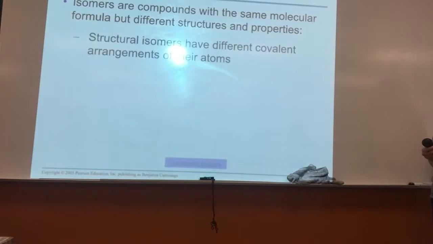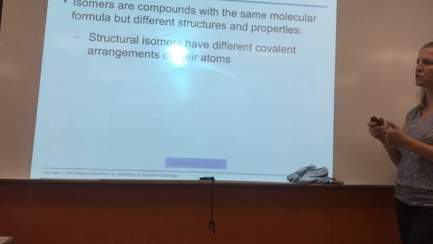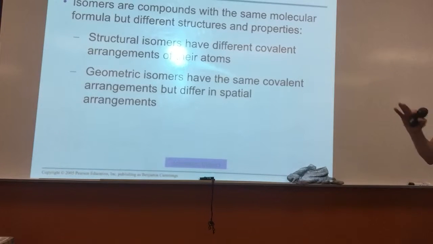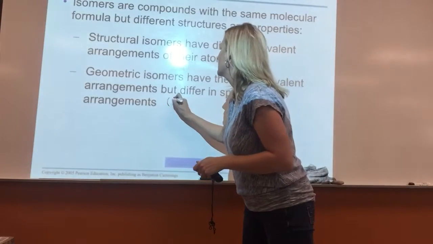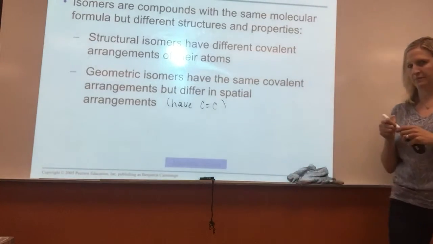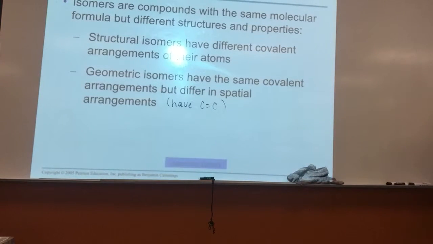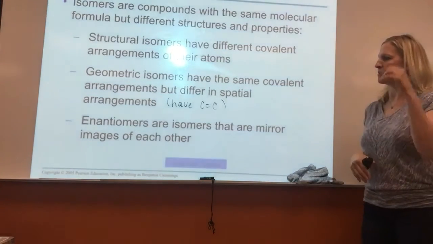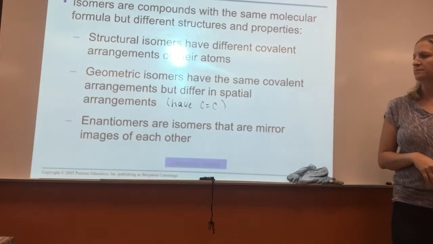And so there are 3 different kinds of isomers, what's called a structural isomer. I'll show this more in pictures in just a second here. They have different covalent arrangements of their atoms. Geometric isomers, so they have the same covalent arrangement, but different spatial arrangements. These guys, I'm going to put here, have a carbon-to-carbon double bond. I'll show you that in a picture here. And then what are called enantiomers, isomers that are mirror images of each other.